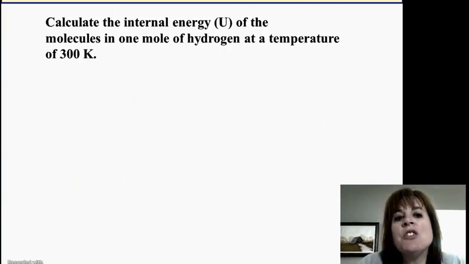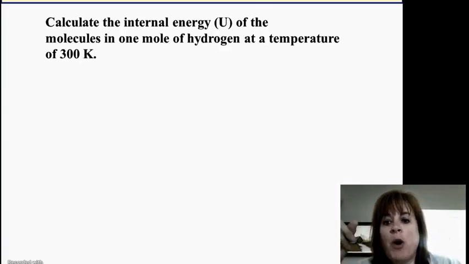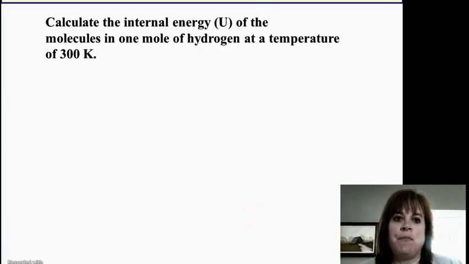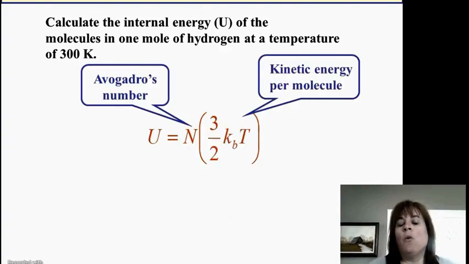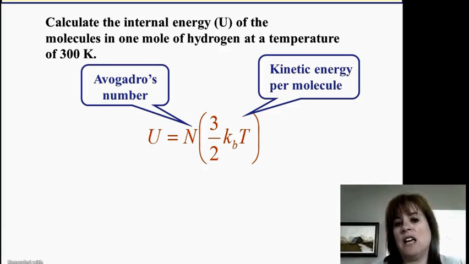So I want to know the internal energy of all the molecules in 1 mole of hydrogen at 300 K. Pause the video and see if you can answer this question. Well, we use this equation. We can use it in this form with molecules and Boltzmann's constant, or of course you could use it with moles and R instead of N and k_B.